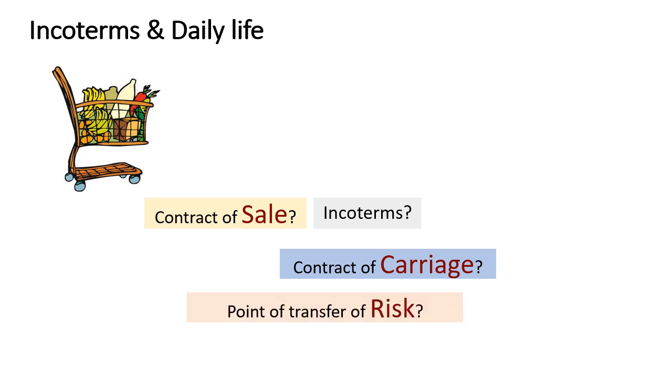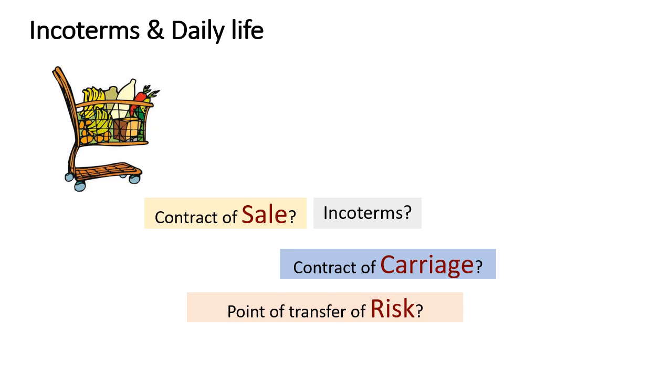What about point of transfer of risk? When do we actually pay for these items? We generally pay for these items only at the check-in counter, but the items are already in my physical possession when I pick it up from the shelf.